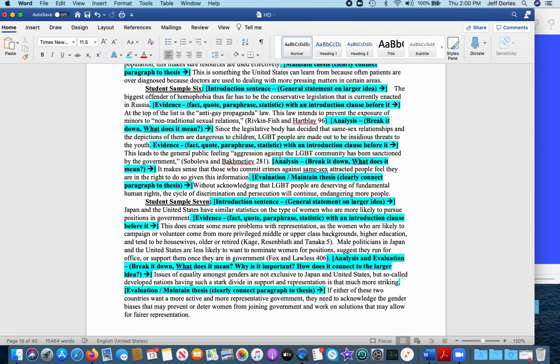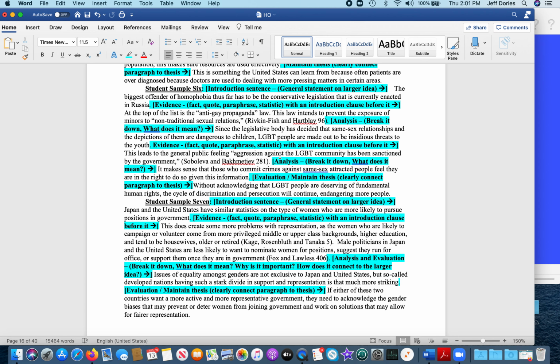Okay, so why is that information important? What's it mean? Since the legislative body has decided that same-sex relationships and the depictions of them are dangerous to children, LGBT people are made out to be insidious threats to the youth. Well, that's extremely strong analysis. So far they're okay. So far that works. And then, for some reason, she decides she needs to add this other piece of evidence. This leads to the general public feeling aggression against the LGBT community has been sanctioned by the government.